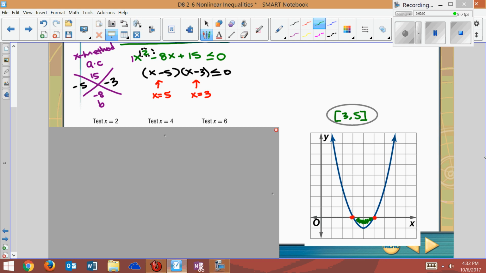And if you wanted to, you could write it as 3 is less than or equal to x, which is less than or equal to 5. You could write your answer that way.